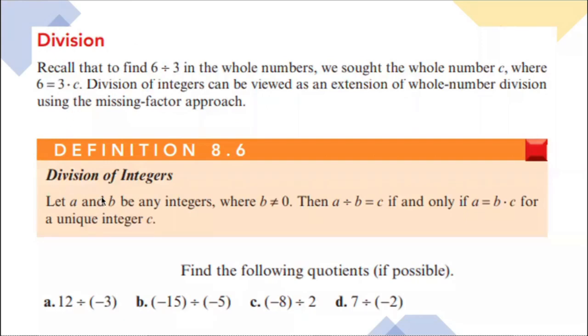By definition of division of integers, let A and B be any integers where B is not 0. Then A divided by B is C if and only if A equals B times C, for a unique integer C. So let us find the following quotients if possible.